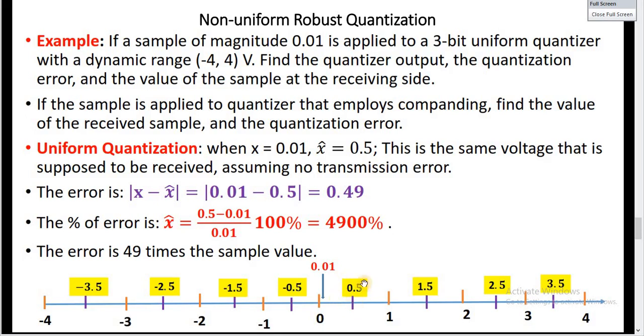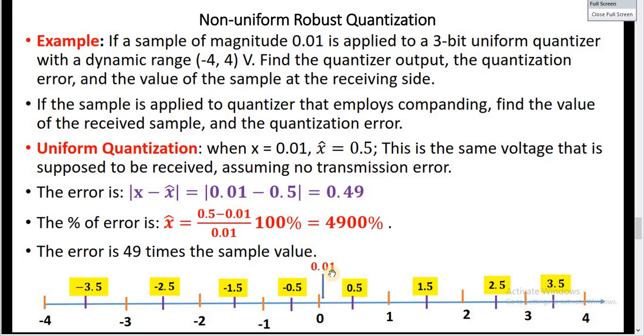Therefore, the output of the uniform quantizer is 0.5. So this means that the absolute value of the error, which is the difference between the input and the output, is 0.49. Now 0.49 relative to the sample value 0.01 means that the amount of error is 49 times the sample value. That is, this sample has been amplified by 50 times.